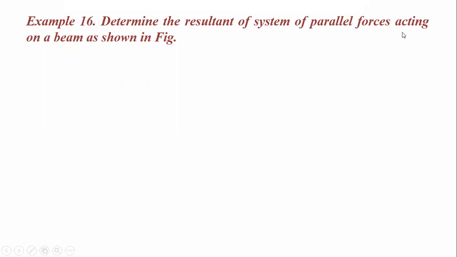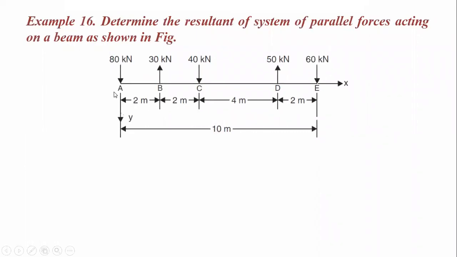Determine the resultant of a system of parallel forces acting on a beam as shown in the figure. Here there are unlike parallel forces. At point A, 80 Newton force; at point B, 30 Newton upward force; at point C, 40 Newton downward force; at point D, 50 Newton upward force; and at point E, 60 kilonewton downward force. A to B 2 meter, B to C 2 meter, C to D 4 meter, and D to E 2 meter, total 10 meter span.